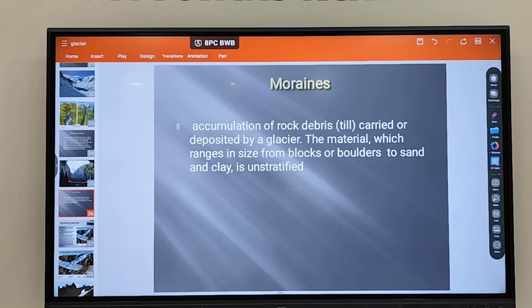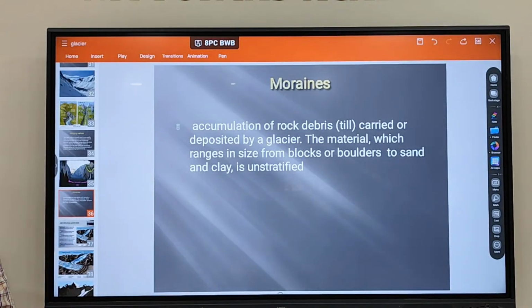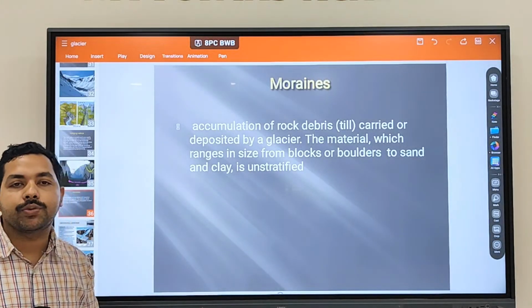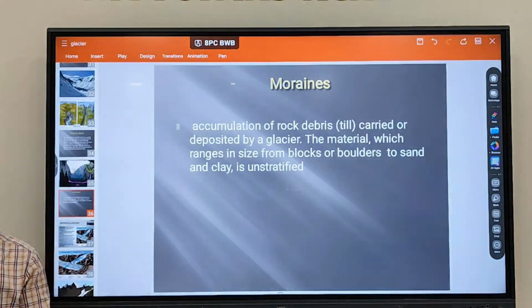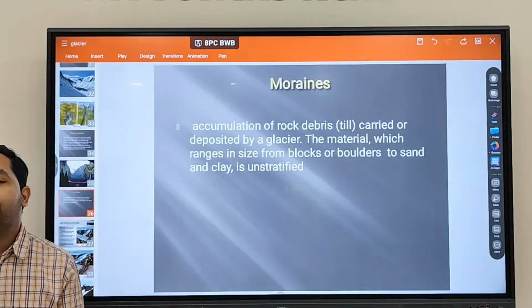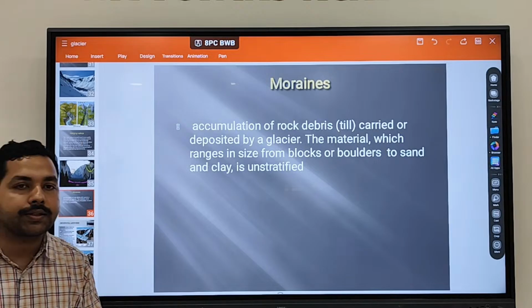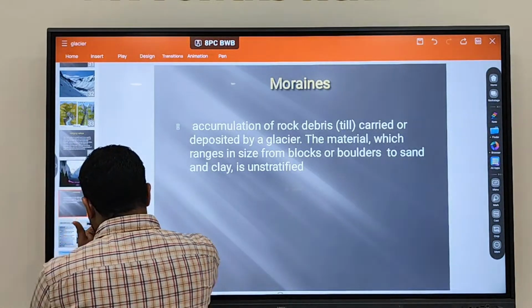Fine. So these are the highland features that you have to keep in mind. What are the highland features? Cirque or Corrie. Second is U-shaped glacial trough. Third is moraines. Fourth is Bergschrund. Fifth is Arete and pyramidal peak. And last is hanging valley. So those are the 6 types of highland features.